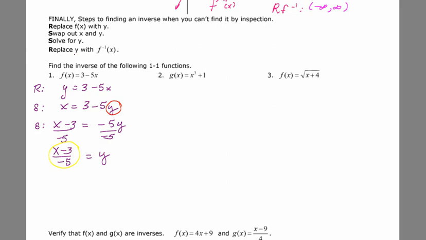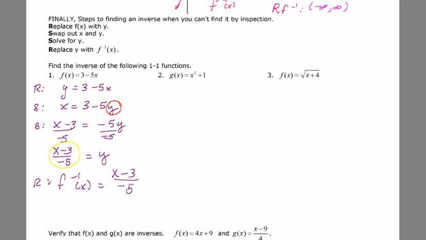Now we just have to do this last step, which is to call it the inverse. The way we'll call it the inverse is we'll give it its name, which is the notation of f minus 1 of x. And we'll just say f minus 1 of x is equal to the result we just got, x minus 3 over -5.